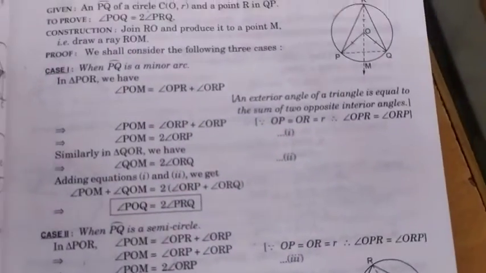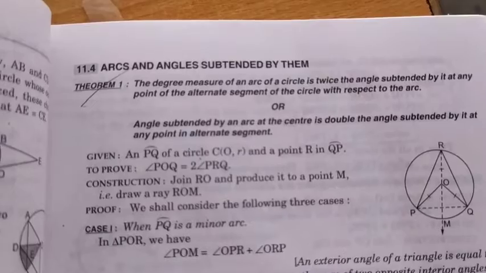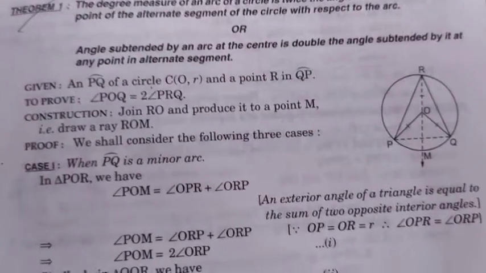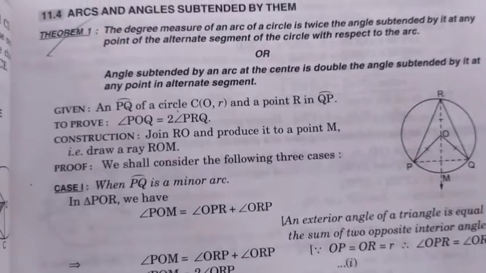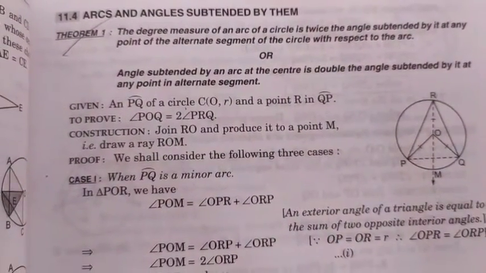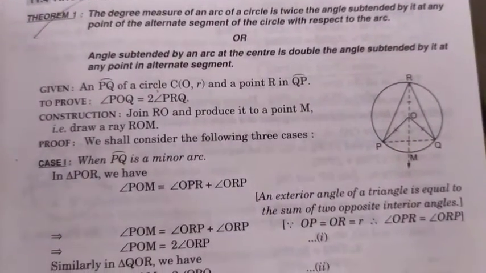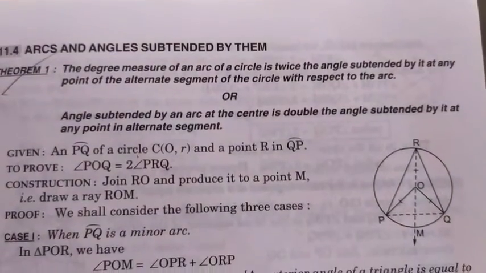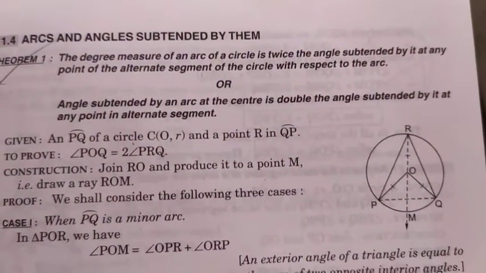Okay, so today we'll do the most important theorem, that is, the angle subtended by the same arc at the center and at any point on the circle. So this theorem is very important. So see the statement, what does it say?